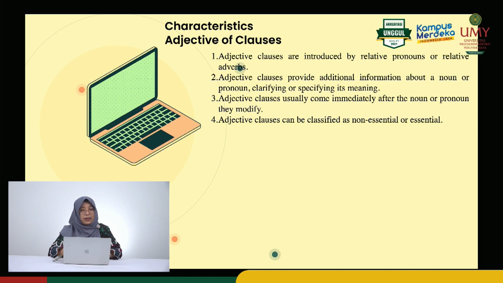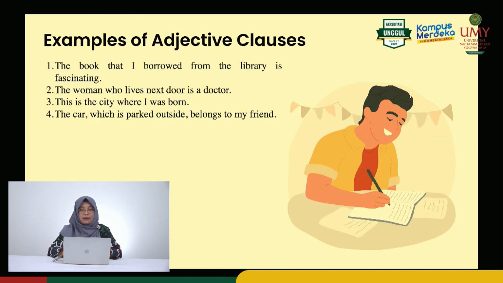Right, so what are the examples of adjective clause? To make it more understandable, let's talk about the example one by one. The first one is that the book that I borrowed from the library is fascinating. If you pay attention to this sentence, you will find the noun the book functioning as a subject. And after the word the book, it is followed by adjective clause that I borrowed from the library. That I borrowed from the library explain more about the book.